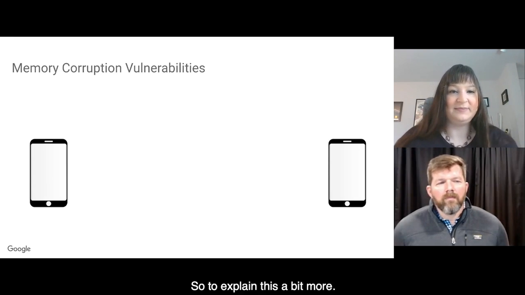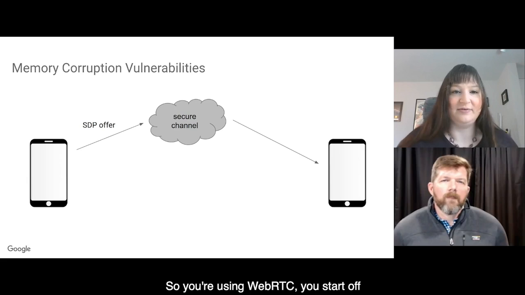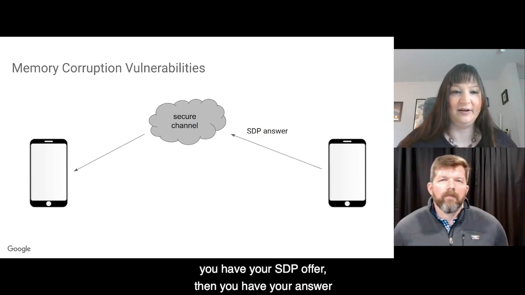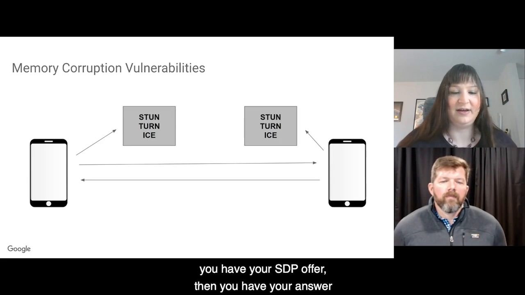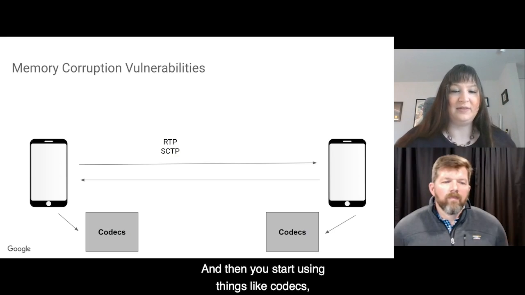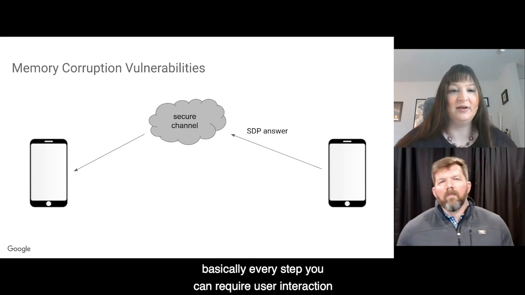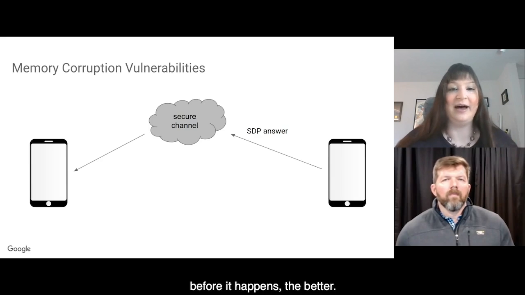So to explain this a bit more, you're using WebRTC. You start off with your SDP offer, then you have your answer, then you have your STUN/ICE/TURN negotiation, and then you have your peer-to-peer connection. And then you start using things like codecs. Basically, the more steps you can require user interaction before they happen, the better.